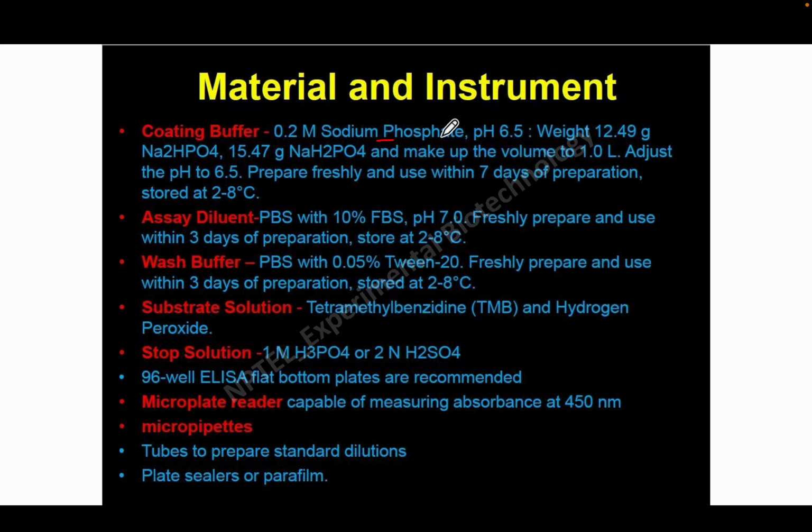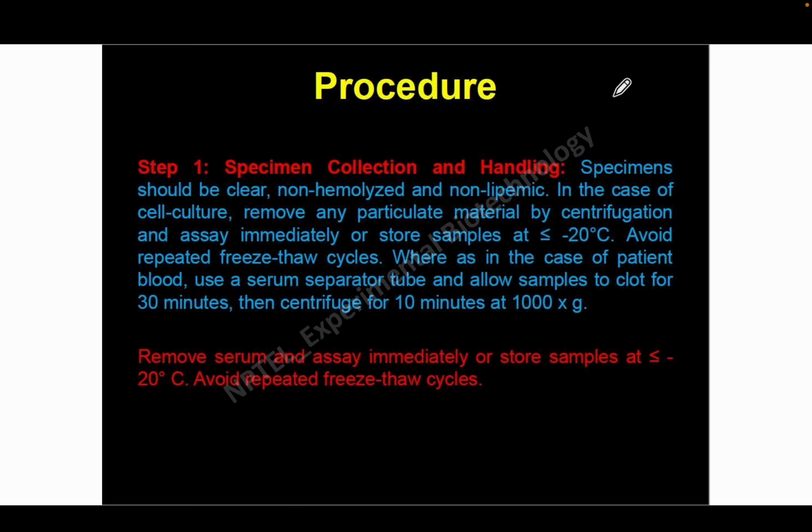Coating buffer: you have sodium phosphate buffer as a coating. Assay diluent: PBS with 10% FBS can be used as assay diluent. Wash buffer: you have PBS with Tween 20. Substrate solution, then stop solution, microplate reader, micropipettes, these are the required items.